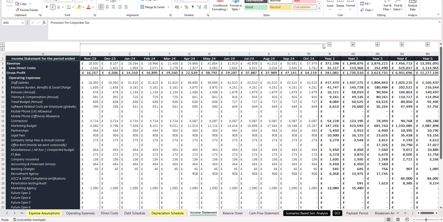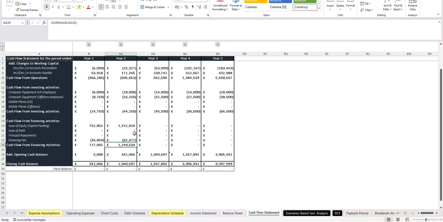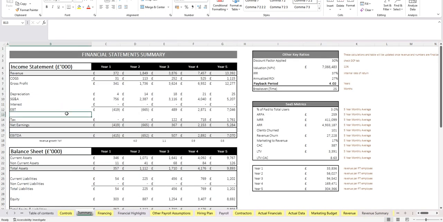You can check it here if you want more detail. Balance sheet, okay? Cash flow, okay? And I will explain this issue of equity, because they need to raise funding to stay cash flow positive. Before I go to funding, let me just go to the summary, okay? So the summary tab is something that we summarize, okay?